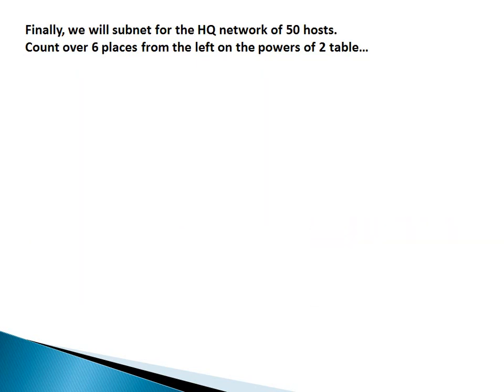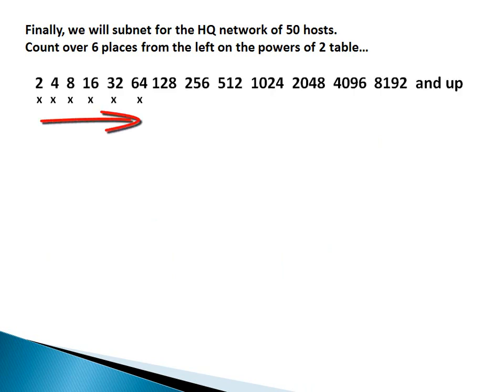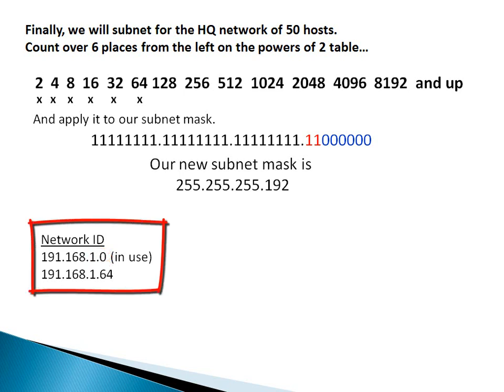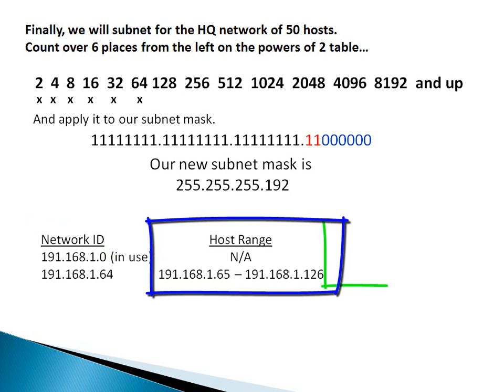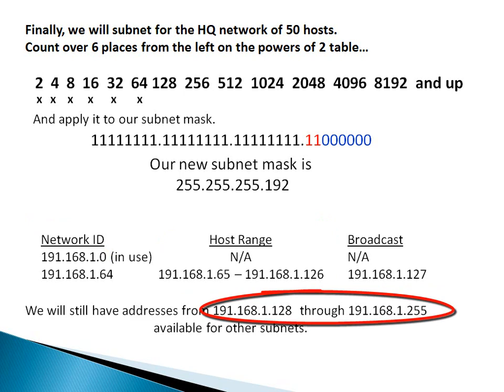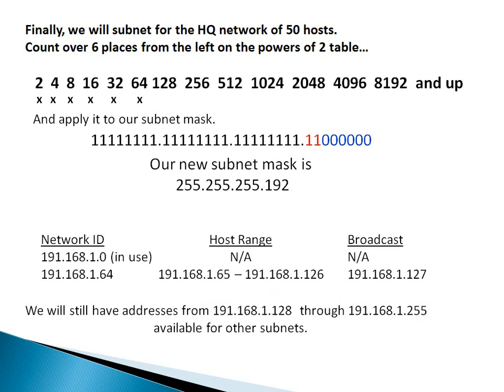And finally, we will subnet for the HQ network of 50 hosts. We'll count over 6 places from the left on the powers of 2 table. Apply it to our subnet mask. Our new subnet mask is 255.255.255.192, giving us an increment range of 64. We start with the .0, can't use it, jump to 64, our host range, and our broadcast. And we still have the addresses from 191.168.1.128 through 191.168.1.255 that are available for other subnets.